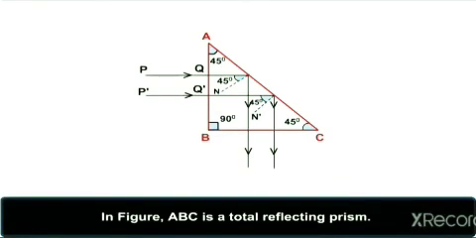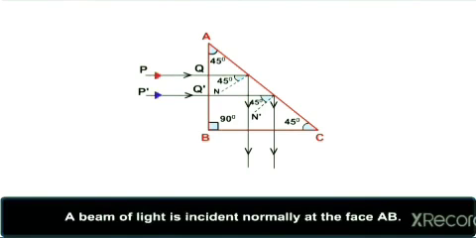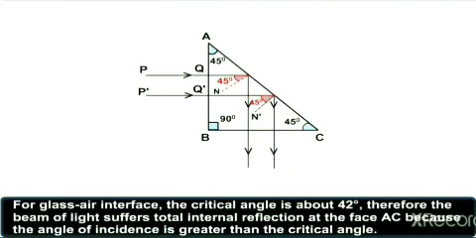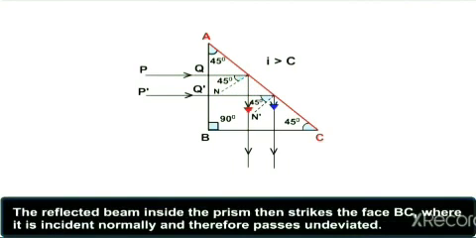In the figure, ABC is a total reflecting prism. A beam of light is incident normally at the face AB. It passes undeviated into the prism and strikes the face AC at an angle of incidence equal to 45 degrees. For the glass-air interface, the critical angle is about 42 degrees. Therefore, the beam of light suffers total internal reflection at the face AC because the angle of incidence is greater than the critical angle. The reflected beam inside the prism then strikes the face BC, where it is incident normally, and therefore passes undeviated.